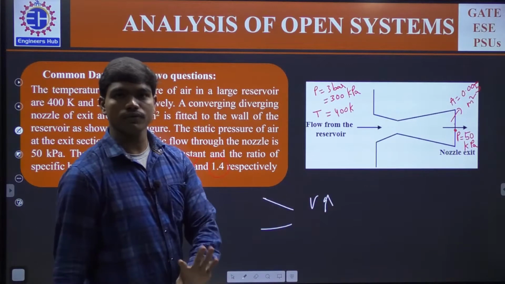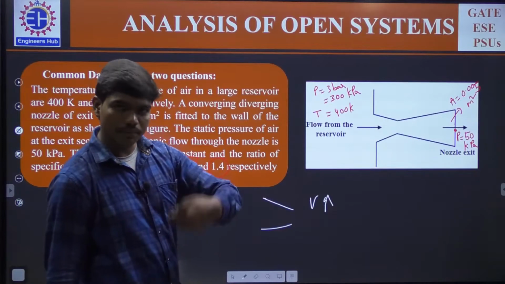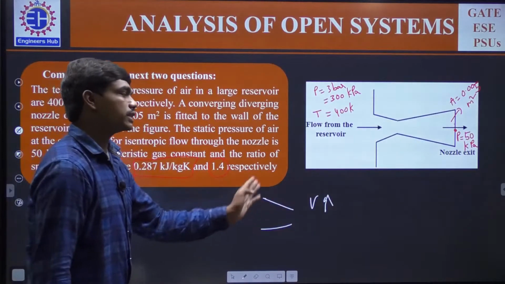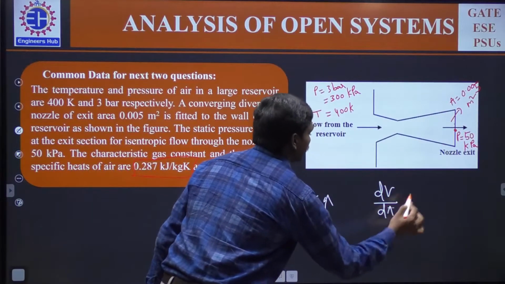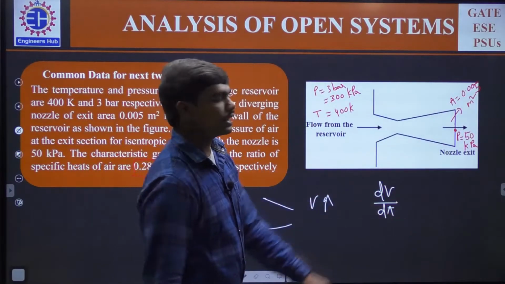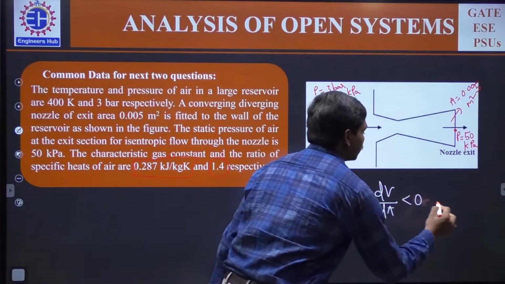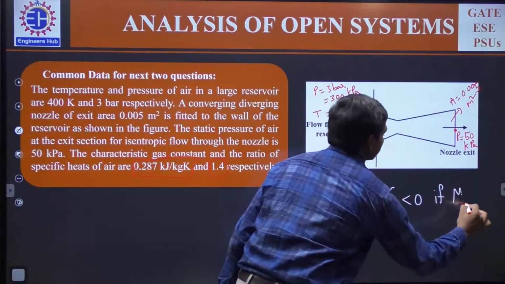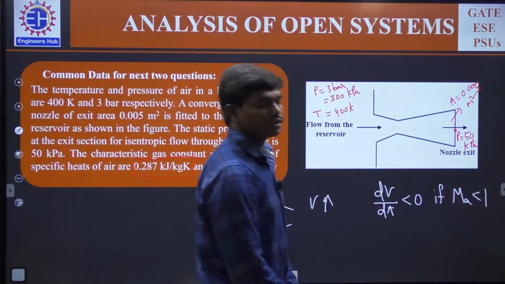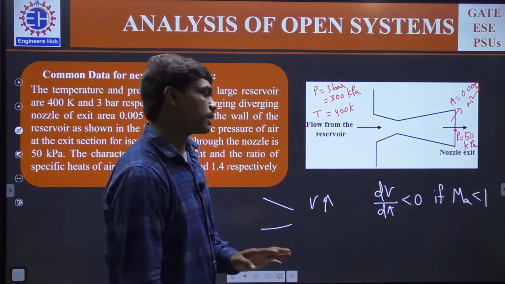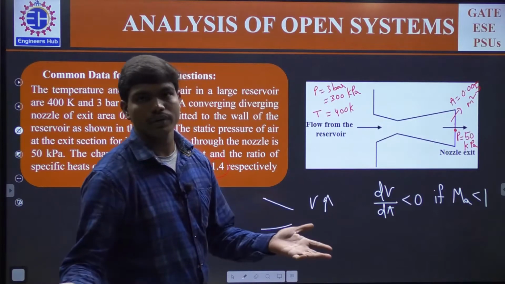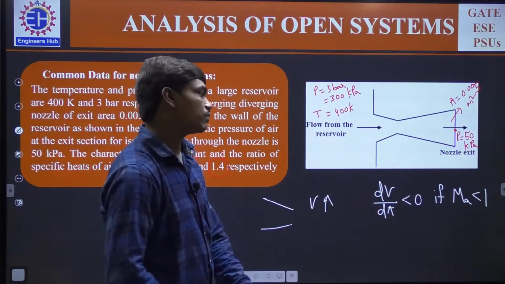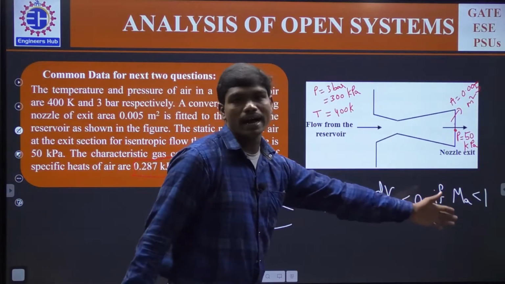This condition is valid only for subsonic flows, means flows which are taking place below the sonic velocity. Basically dV by dA, the rate of change of velocity with respect to area, is negative if Mach number is less than 1. Of course we don't deal with this in this course, but there's something called compressible fluid flow, where fluid is capable of getting compressed during its flow. This is less than 0 if Mach number is less than 1.